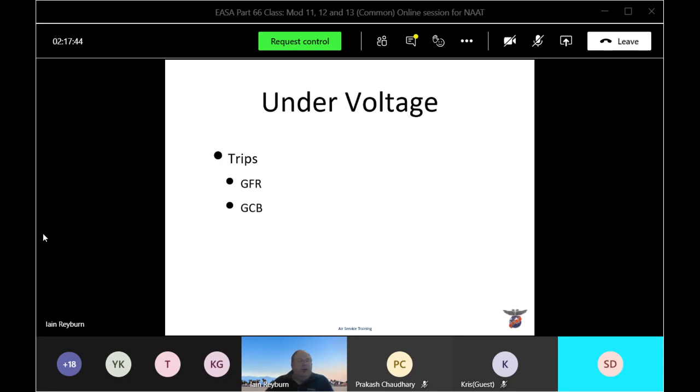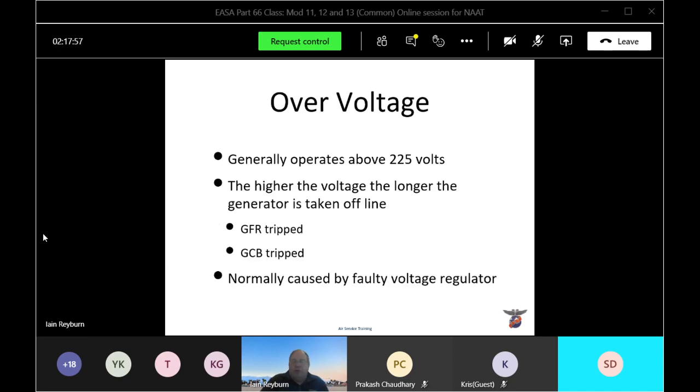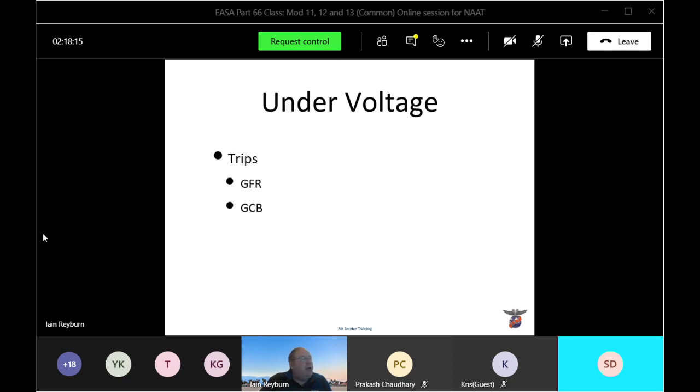Under voltage, guess what? We take the generator field away and we open the generator contact breaker. So again, it's exactly the same. With an over or under voltage condition, we remove the generator field and take the generator offline by opening the generator contact breaker. And both will be caused by some sort of voltage regulator fault.